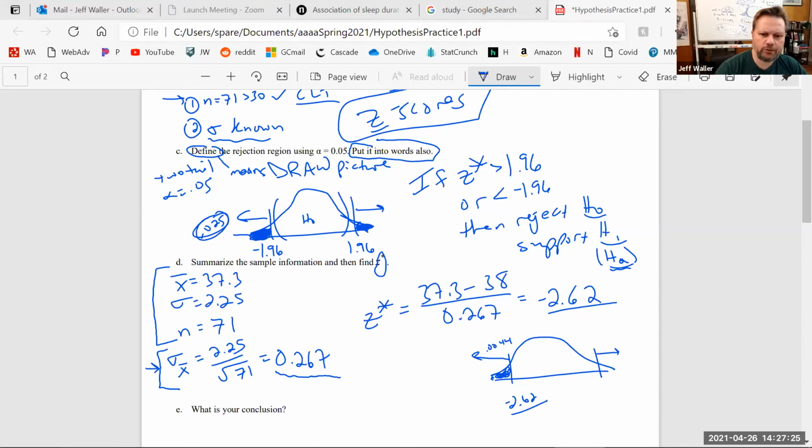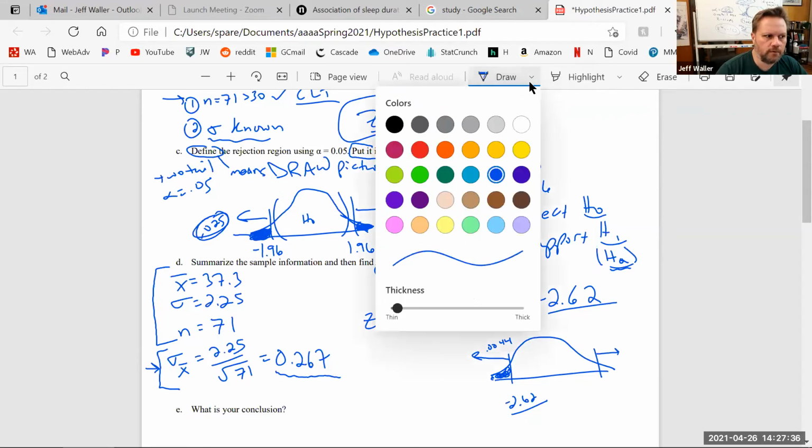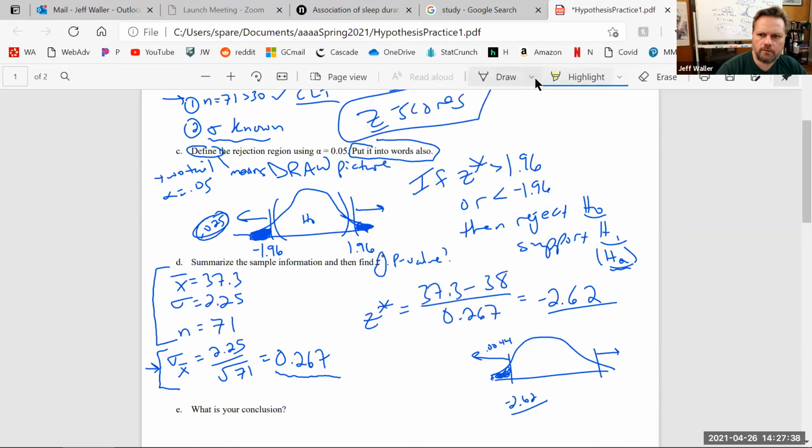So then what's the actual p-value? I know I didn't ask for it, but let me just add it in. There, now I did. So the actual p-value will be 0.0088. For a two-tailed test, you double the area you get because that mimics what happened to alpha.